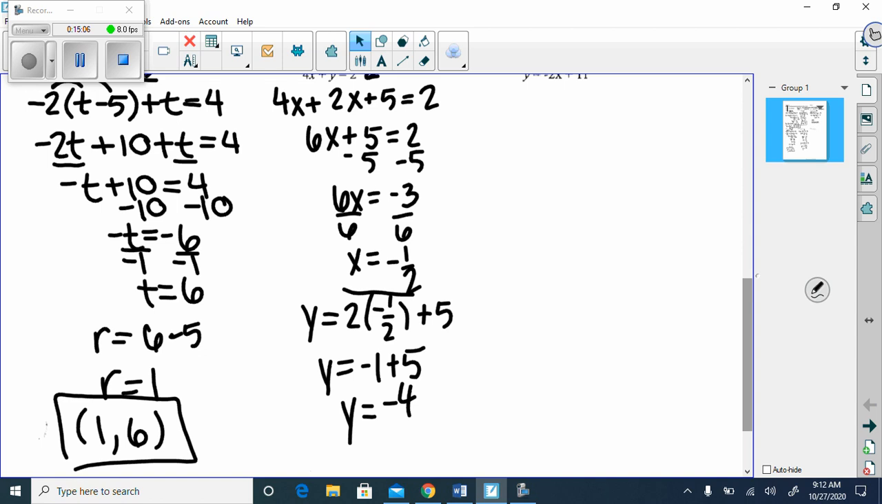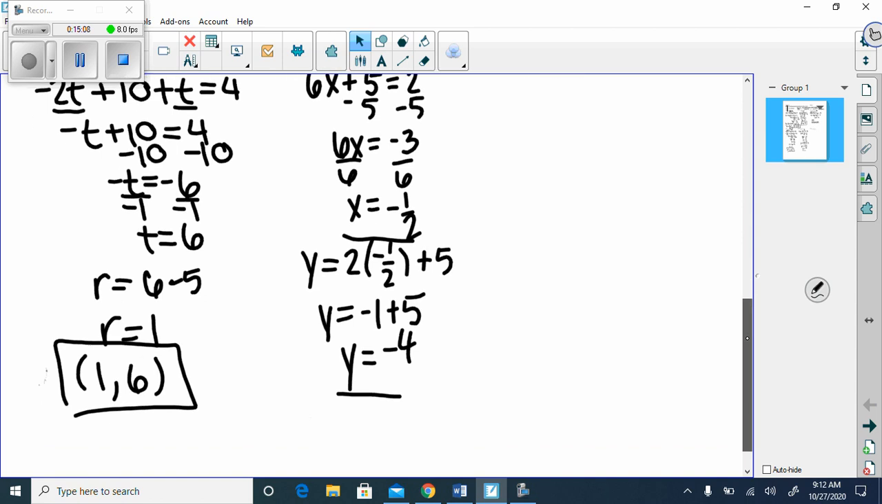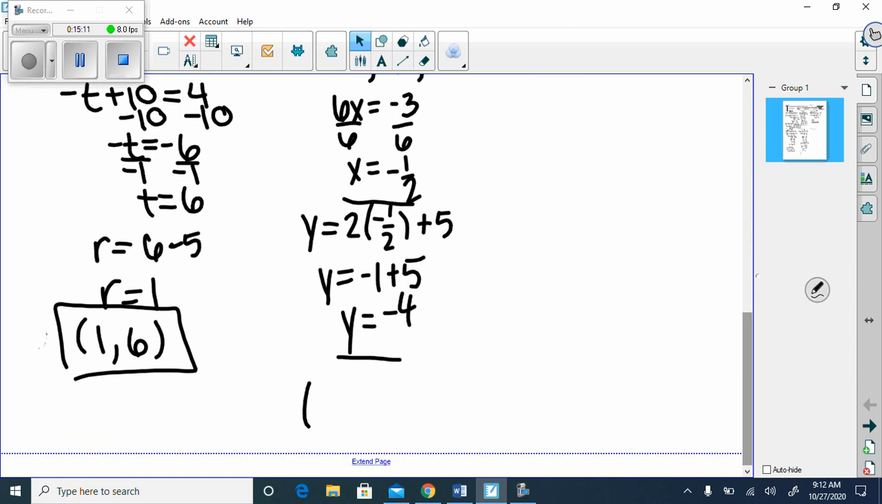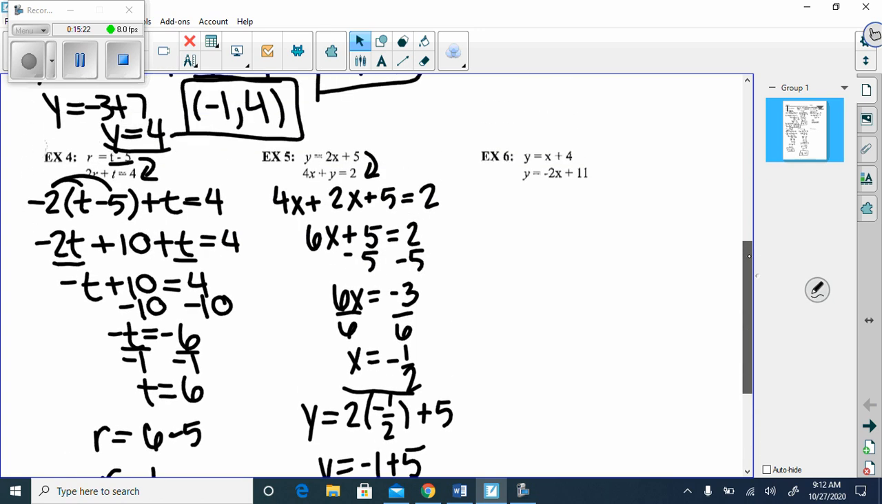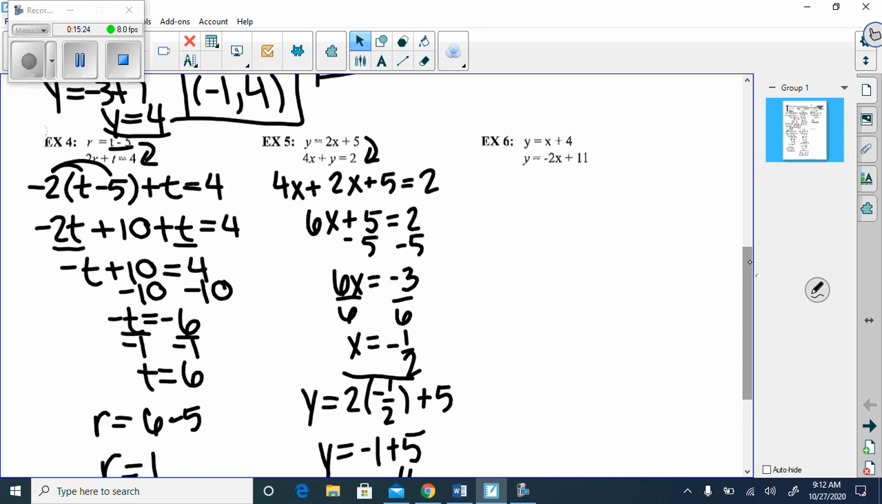Here is our x value, and here is our y value. Now I just need to write it as a coordinate point. So -1/2, -4. Okay? Okay, example 6. We have them both solved, so you can plug either one into either one. So just going to replace the y, so I'll have x plus 4 equals -2x plus 11.